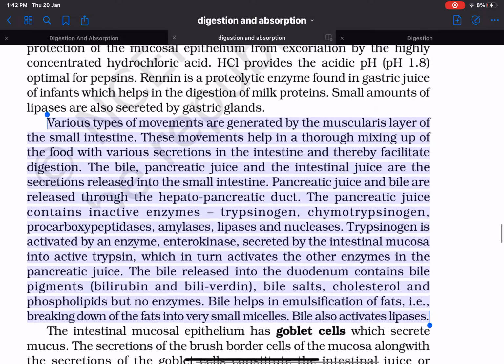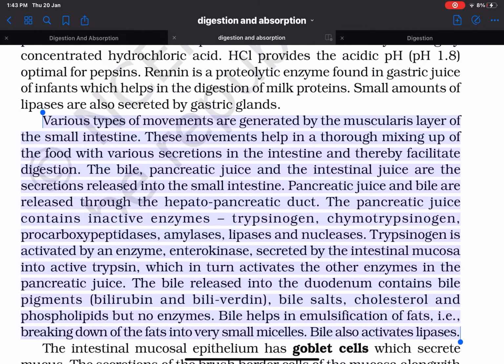Various types of movements are generated by the muscularis layer of the small intestine. These movements help in a thorough mixing up of the food with various secretions in the intestine and thereby facilitate digestion. The bile, pancreatic juice and the intestinal juice are the secretions released into the small intestine. Pancreatic juice and bile are released through the hepatopancreatic duct.